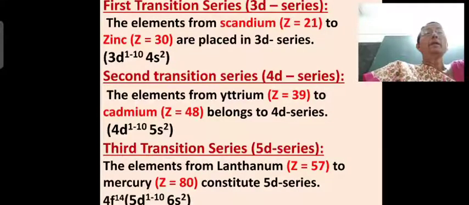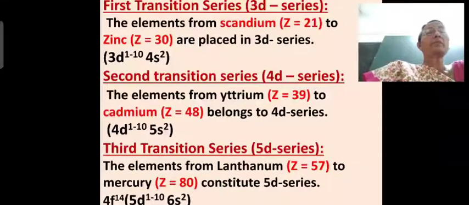Now what is the electronic configuration? That is the outermost electronic configuration of 3d series, 3d 1 to 10. You will find electrons 1 to 10 in the 3d orbital. And then 4s orbital, how many electrons are present in 3d series? 2 electrons are present, right? Now we will go to second transition series. Second transition series is nothing but what? 4d series. Okay, 4d series.